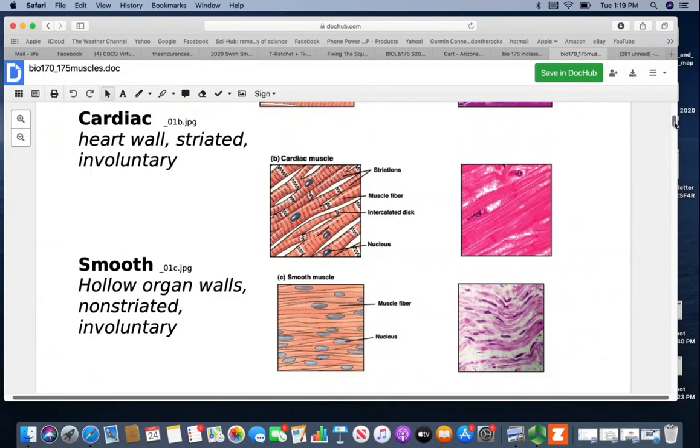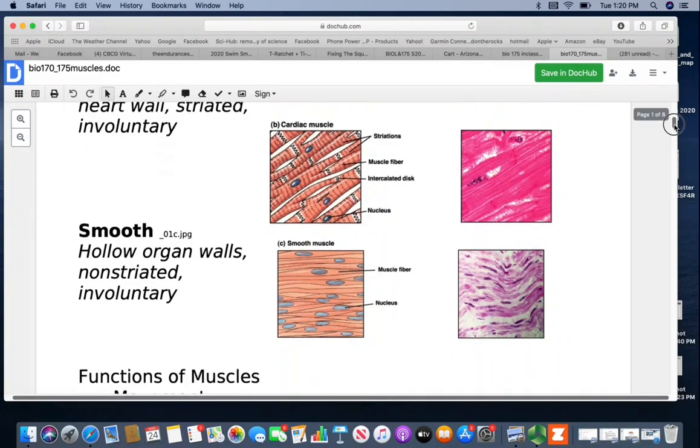Smooth muscle is found in hollow organ walls, places like the uterus and stomach. It's non-striated in appearance, which is why it's called smooth. It's also under involuntary control. So when you ate your lunch today, your stomach knew it needed to contract and digest that. That wasn't something you had to stop and think about happening.